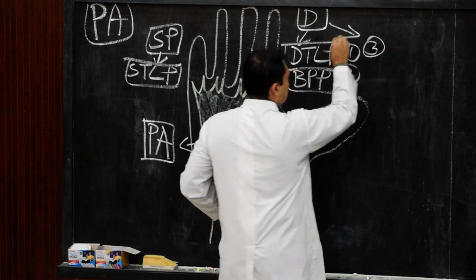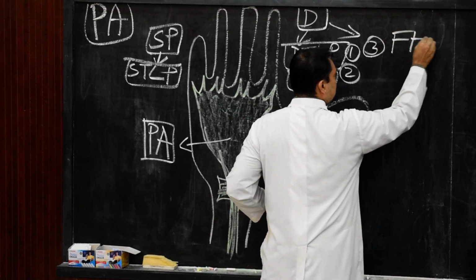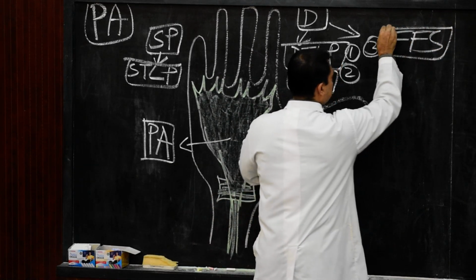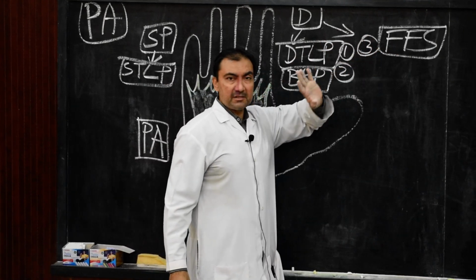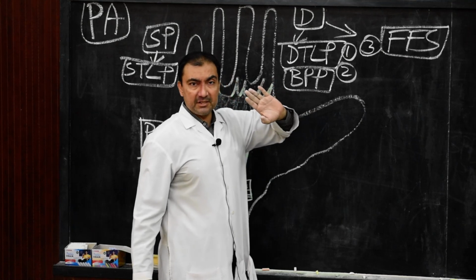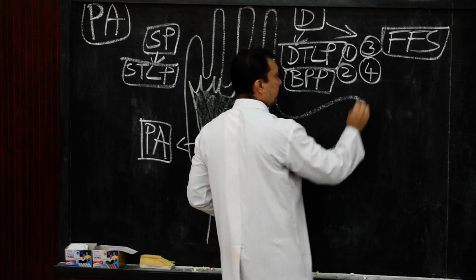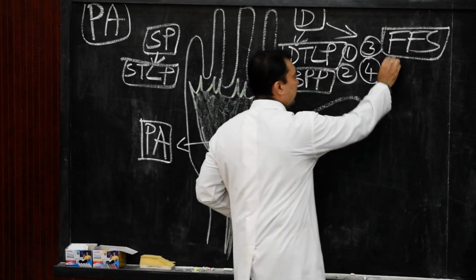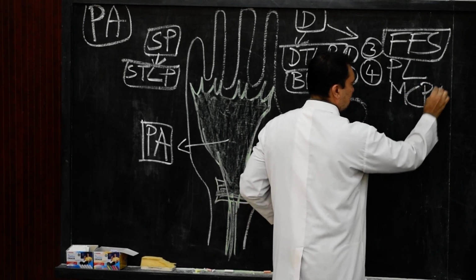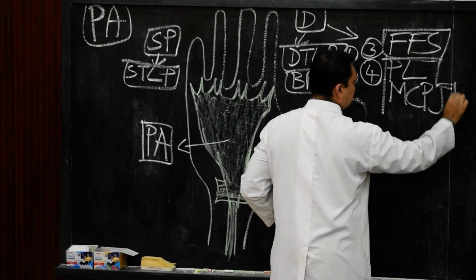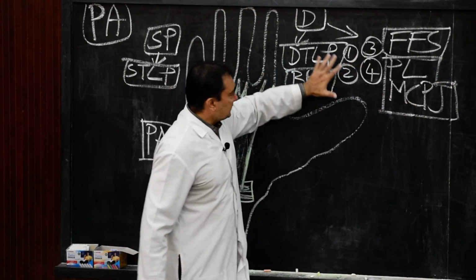Third attachment will be the fibrous flexor sheath. The fibrous flexor sheath is the third modification of the deep fascia of the palm, which we'll discuss next time. So the deep portion will also be attached to the fibrous flexor sheath. And number 4, it will also be attached to the palmar ligaments of the metacarpophalangeal joint. These are the 4 attachments.